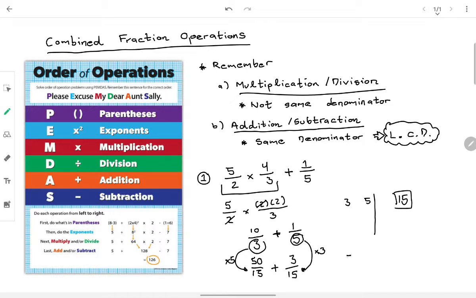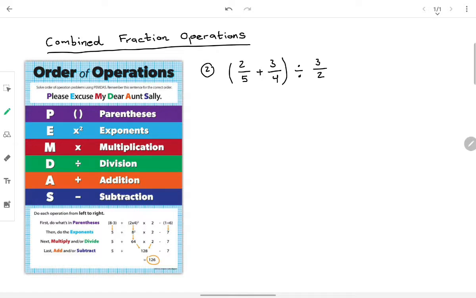We will get this. I will copy the operation here: 50 15ths plus 3 15ths. We will get then 53 over 15, or 53 15ths. The next part is to look if the fraction is simplifiable. So let's see. In this case, we cannot simplify this fraction, so this will be our final answer. We will do many exercises today because it can get a little tricky when we have many different operations. So let's go with the next one.